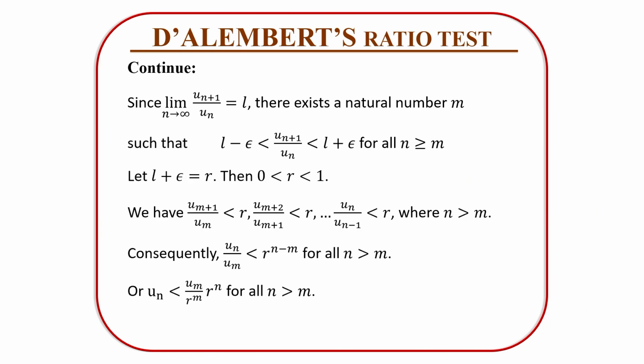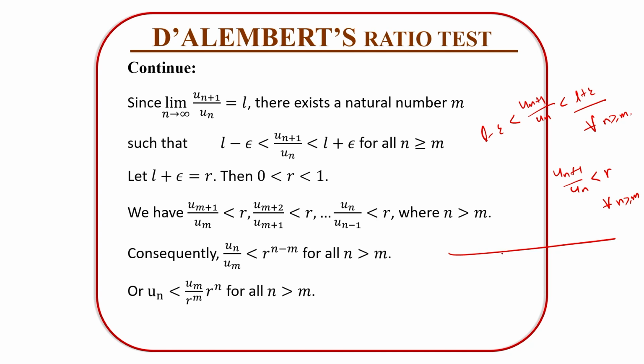Now continue with the same process. We have L minus epsilon less than un plus 1 divided by un less than L plus epsilon, and this happens for every n greater than m. So since L plus epsilon equals r, I can write this as un plus 1 by un less than r, and this happens for every n greater than m. So choosing n greater than m, what does it mean?